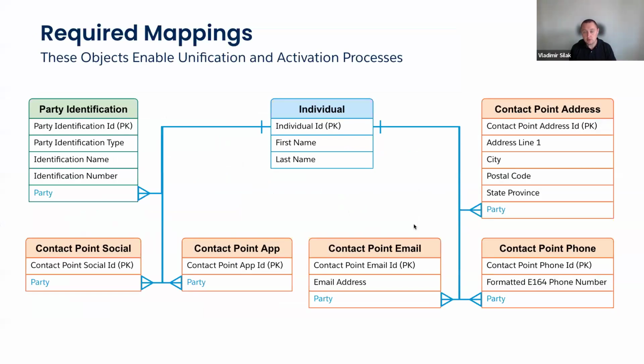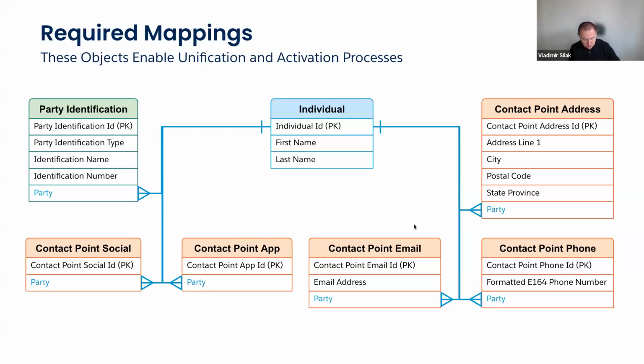And they focus primarily on the key aspect of unification. You've got an expression of individual with mentioned attributes. You've got contact point: address, phone, email, app, social. These are objects that you'll need to use and map in order to configure resolution. And potentially one of the optional ones would be the party identification. Let me quickly walk you through what they all mean.